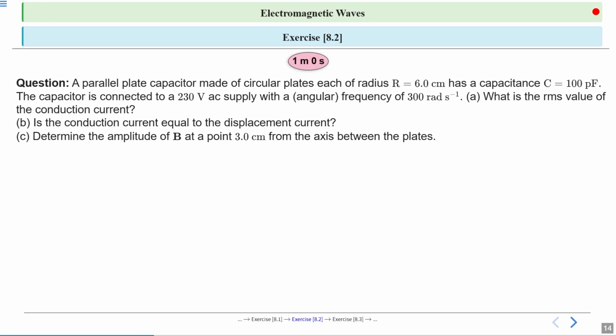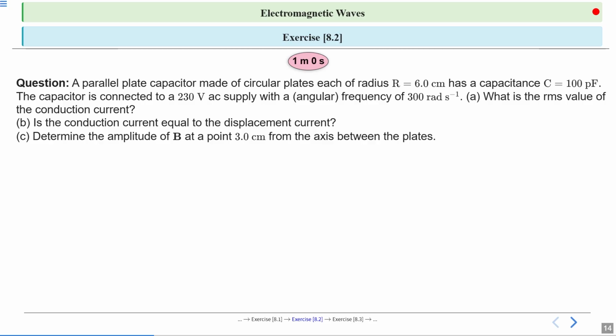Now the next question. A parallel plate capacitor made of circular plates, each of radius r equal to 6 cm, that is 6 into 10 raised to minus 2 meter, has a capacitance C equal to 100 picofarad. The capacitor is connected to a 230 volt AC supply with an angular frequency of 300 radian per second. A part: what is the RMS value of conduction current?